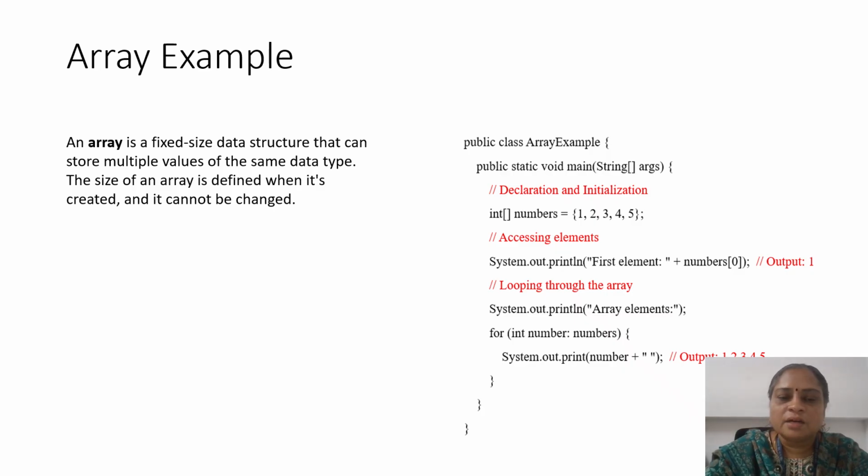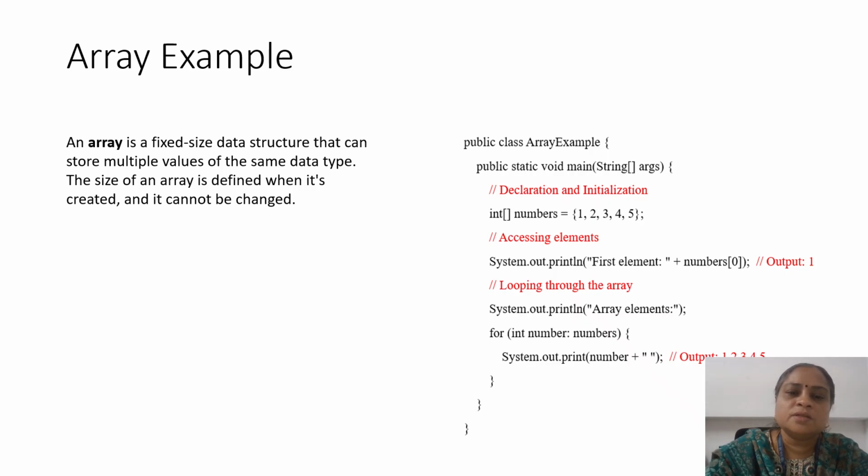An array. See this slide. We are going to see about array. We all know that an array is a fixed-size data structure that can store multiple values of the same data type. For example, if you want to store integer data type, it will store all elements in integer data type. If you want to store string data type, it will store all elements in string data type. So you cannot mix any data types. All will be of the same data type.